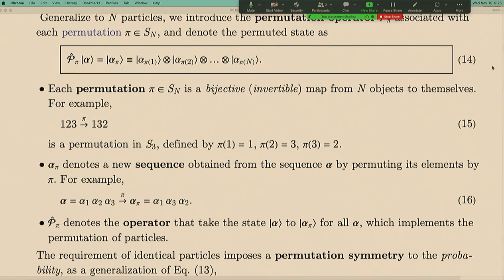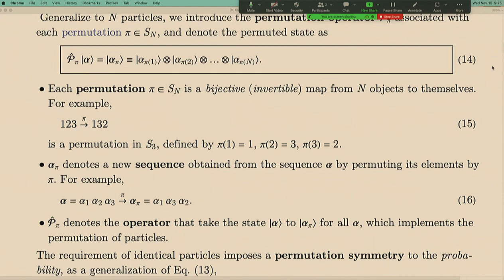Maybe this is too abstract. Let's look at a very concrete example. Suppose we are talking about 3 particles, then this n is 3. A permutation in S3 basically corresponds to a bijective, or invertible, map from 3 objects to themselves.